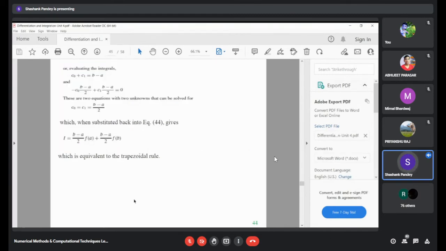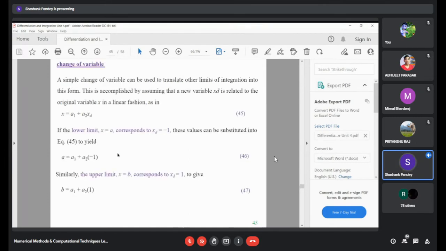Now once you have this, you can solve for the coefficients c0 and c1, which come out to be (b minus a)/2. We can substitute in equation number 44 again and get the value, which is nothing but the trapezoidal rule. So this is an alternative method by which we can evaluate the value of the integral.